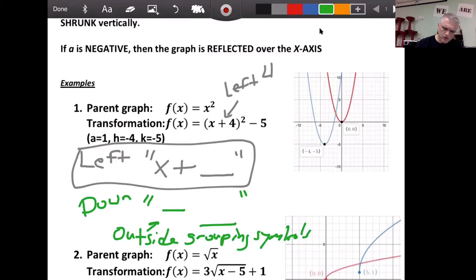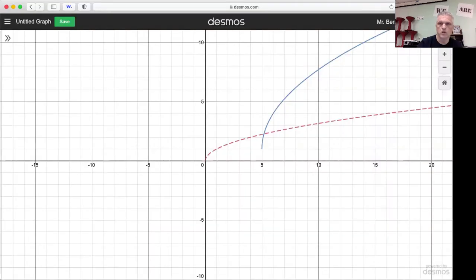Okay, so this minus 5 tells me that the parent function is going to move down 5 units. So that's what we see from example 1. Let's move to example 2. You can see the equations on your sheet, on your question 2, on your notes. So you can see what these two are.